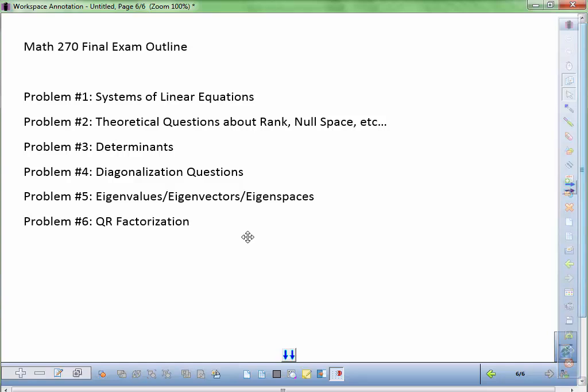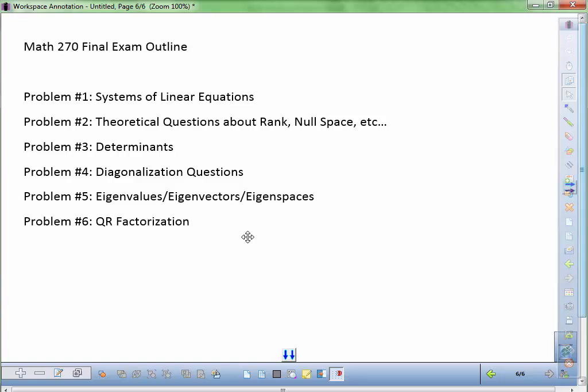Your final exam will have 6 questions, multiple parts for most of them. The first one would be a system of linear equations, and this will have multiple parts. A system of linear equations is a set of 2 equations and 2 unknowns, or 3 equations and 3 unknowns, and you'd have to solve for it.